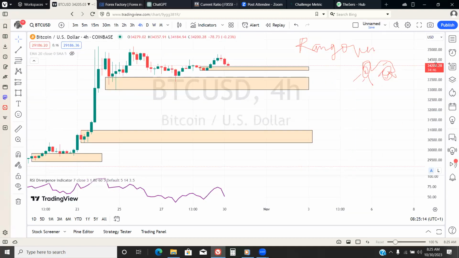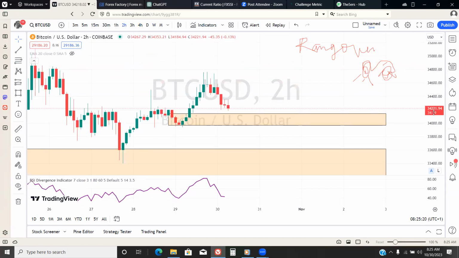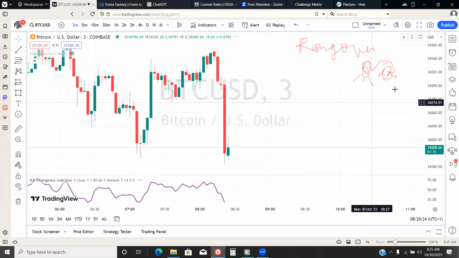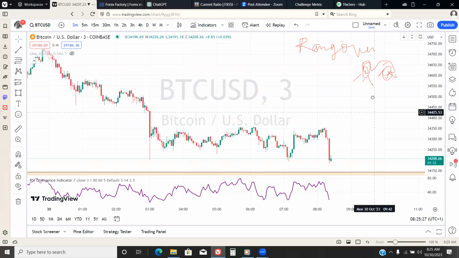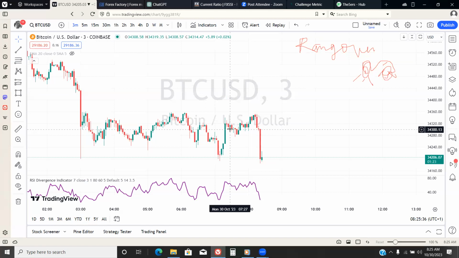Let's go straight to 4 hour. It is still 34,200 that you are seeing there. If we go straight to 2 hours, it is still 34,221. If we go straight to the 3-minute time frame, it is still the same price that you will see there, 34,000. So now the question I want to ask you is, does time frame get involved in this game? The same price they give it to you at the higher time frame is still the same price they are going to give it to you at the lower time frame.